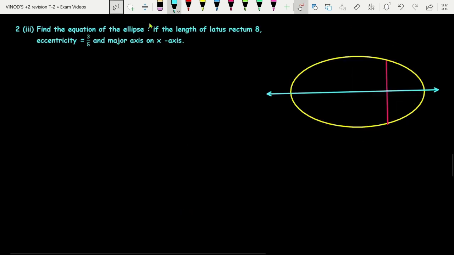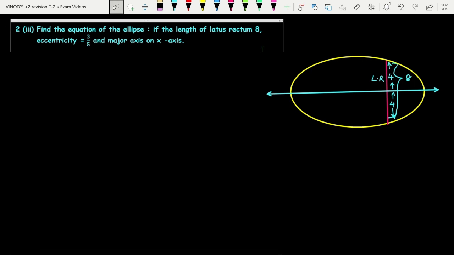Exercise 5.2, problem number 2, third subdivision. Find the equation of the ellipse if the length of the latus rectum is 8 units. This is the latus rectum. The length is given to be 8 units, so above you will have 4 units, and below the distance will be 4 units. The distance of the latus rectum from the x-axis above will be 4 units, and below it will be 4 units.